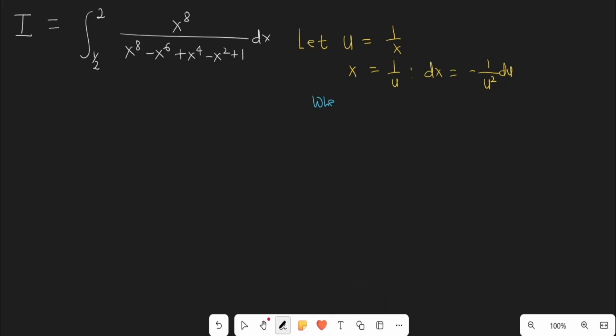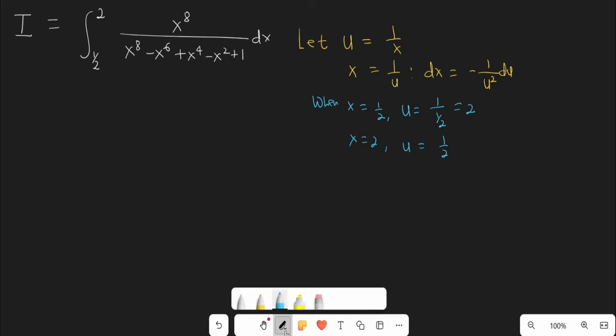So we see that when x is equal to the lower limit 1/2, we have u equal to 1 over 1/2. That is from here. So that is equal to 2. And when x is equal to the upper limit 2, u is going to be equal to 1 over 2. Alright, so the integral in the u world is looking like this.